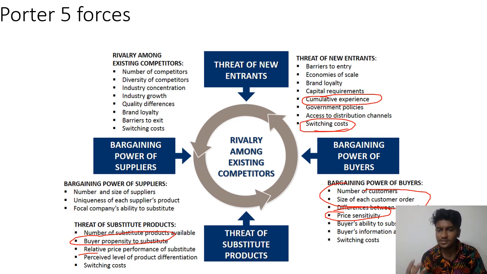Bargaining power of suppliers: the number of suppliers available, because for certain products the quantity of suppliers is quite less, while in some cases there are a number of suppliers available. And finally we have rivalry among competitors, where we have quality differences. Quality control and quality checks are also very important.